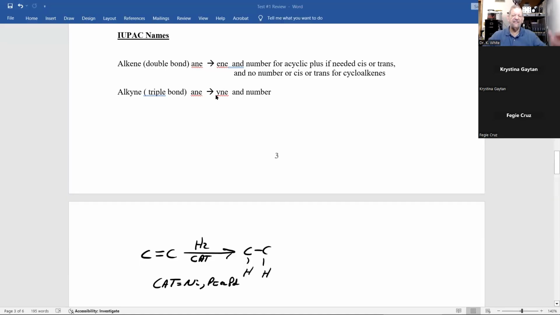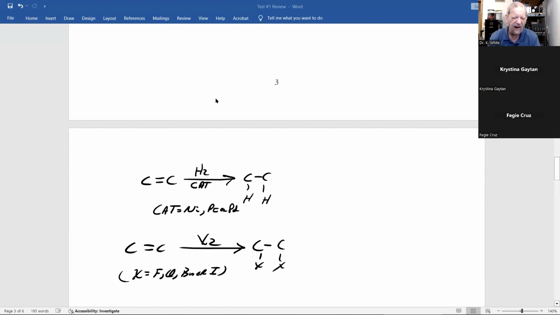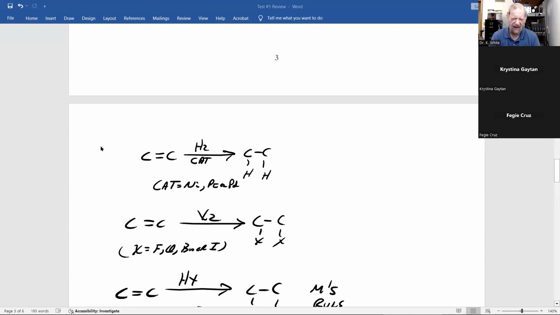For a triple bond, find the longest chain, drop the ane, make yn, change to yne, and then you also have to put a number where the carbon of one of the triple bonds is closest to the end of the chain. Now, I think many years ago, I saw one example of a triple bond in a ring. In the real world, you're not going to see that. All right, let's talk about reactions.